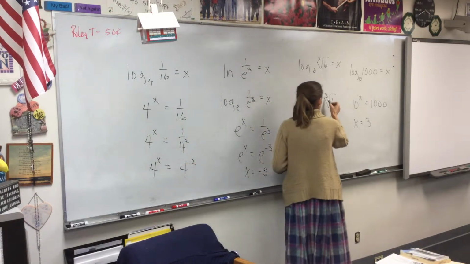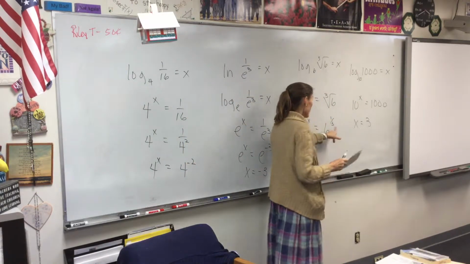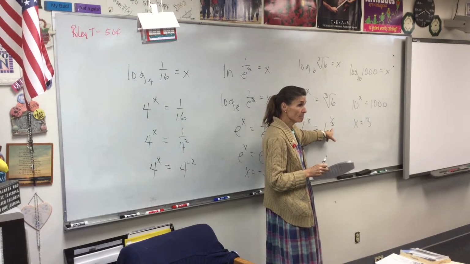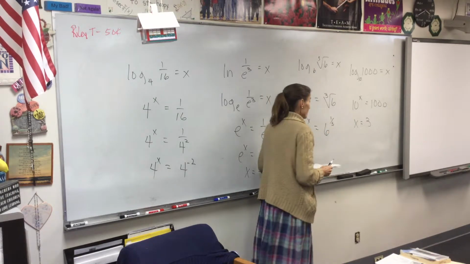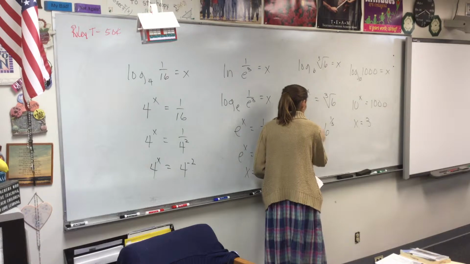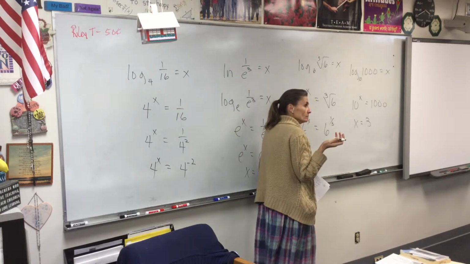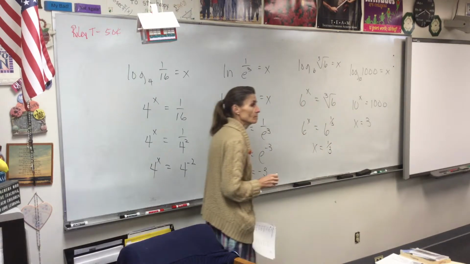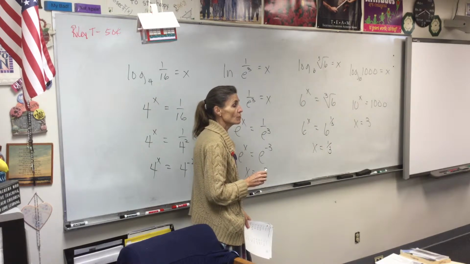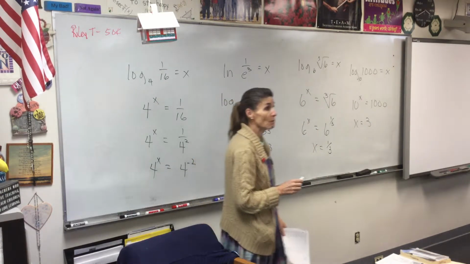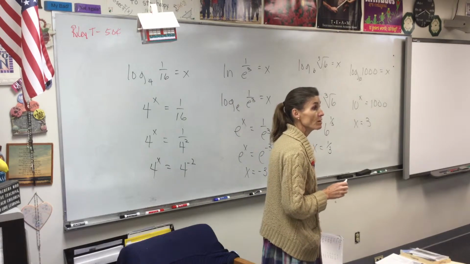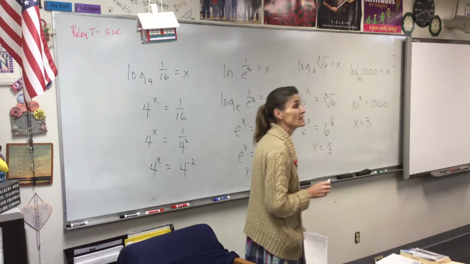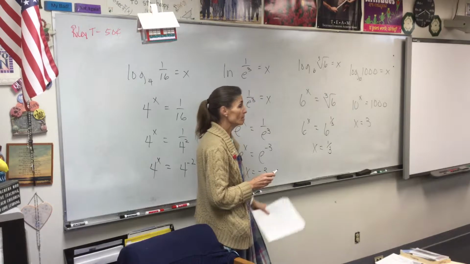We're going to rewrite the cube root as a 1/3 power. Is that okay with everybody? Now, 6 to what power is 6 to the 1/3? 1/3. You're not cubing 6, Moses. That would be 216. You're not cubing it. You're cube rooting it. See the difference?